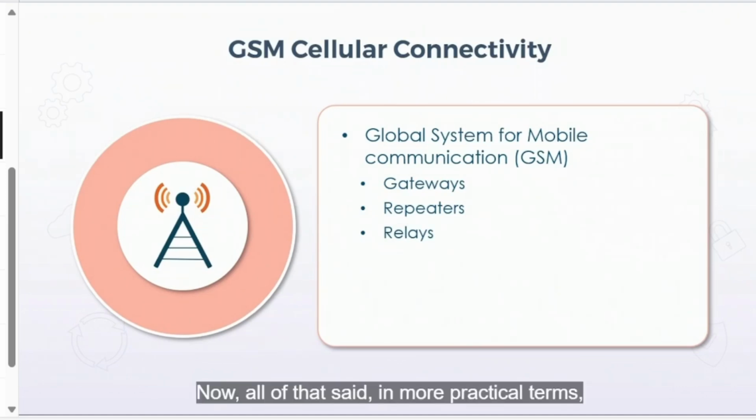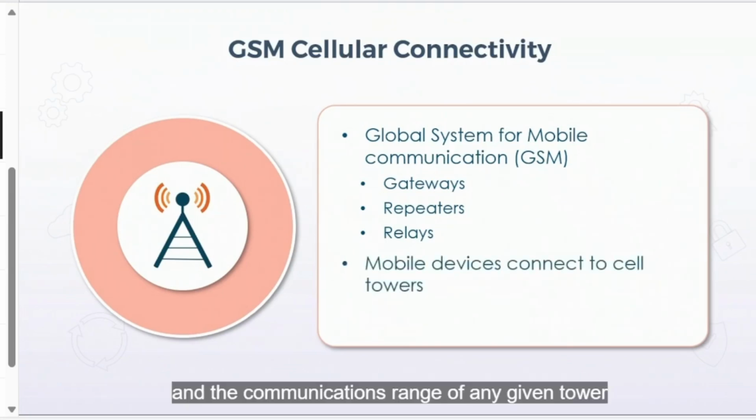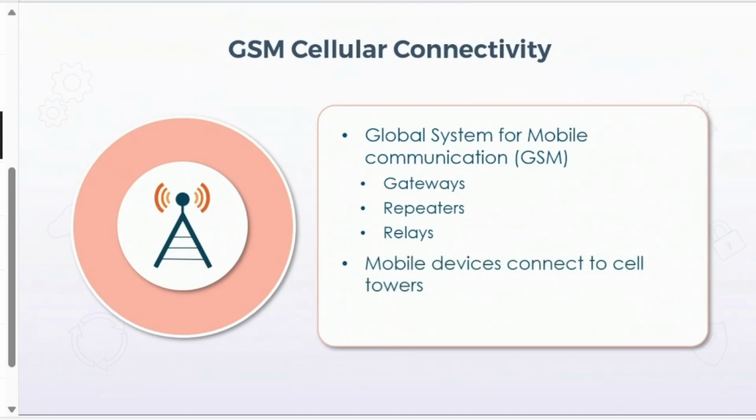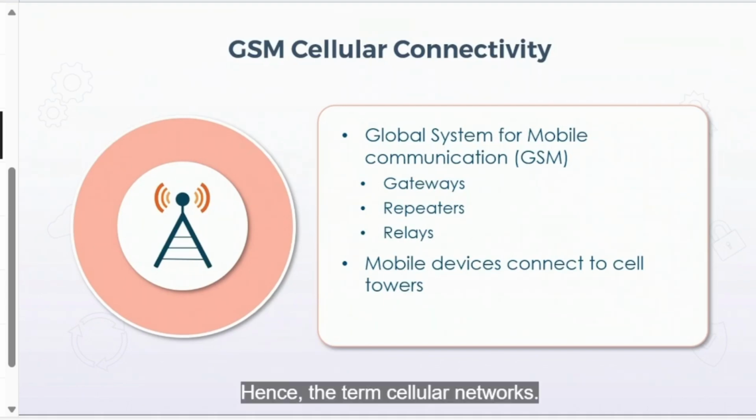Now, all of that said, in more practical terms with respect to how you and I might describe this, all of these devices are simply accessible from a cell phone tower. And the communications range of any given tower is of course limited, and that particular coverage range is referred to as a cell, hence the term cellular networks.